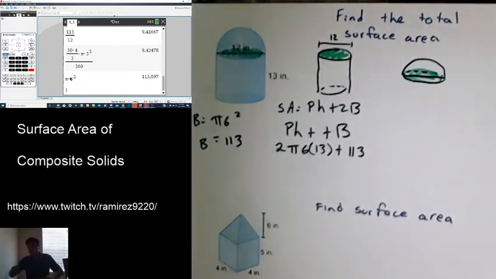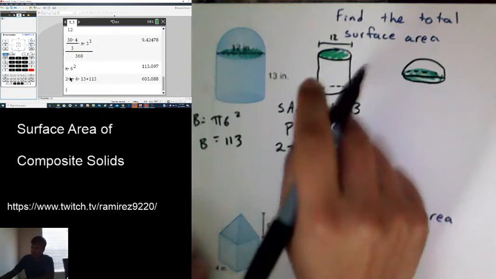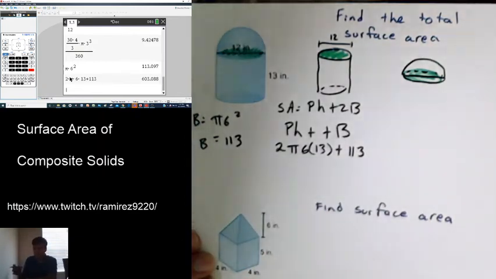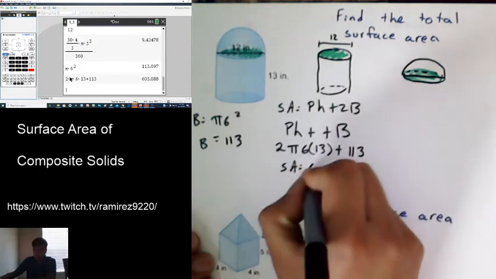When I calculate all of that, 2 times pi times 6 times 13 plus 113, the surface area of the cylinder that's being exposed is 603.